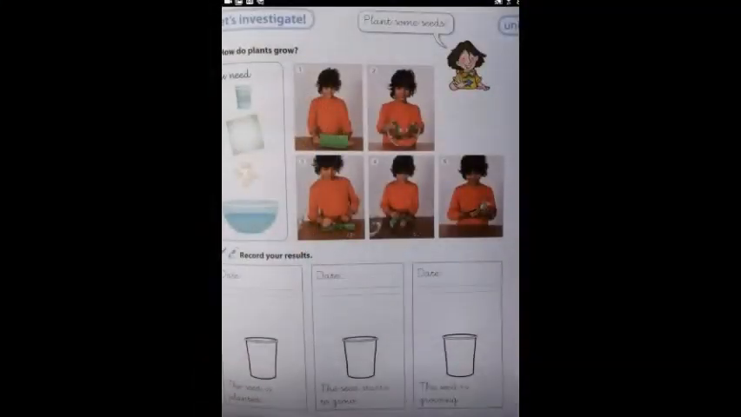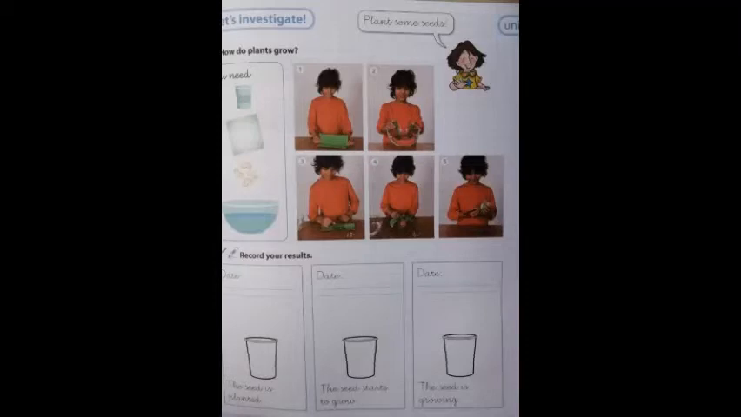Hey, we have a good experiment here to do. Let's investigate. Plant some seeds. How do plants grow? You need a cup, a napkin or a piece of paper, some seeds and water. Number one, you fold the napkin.